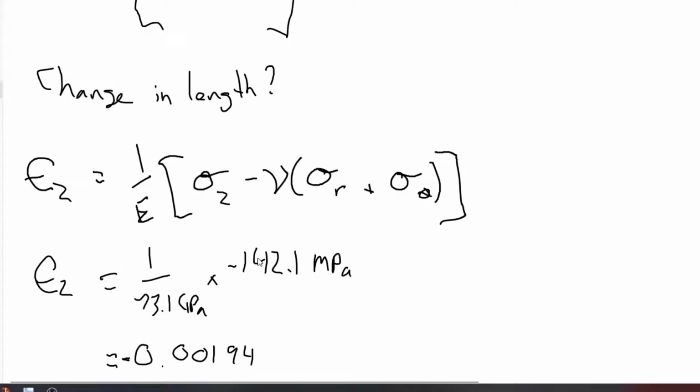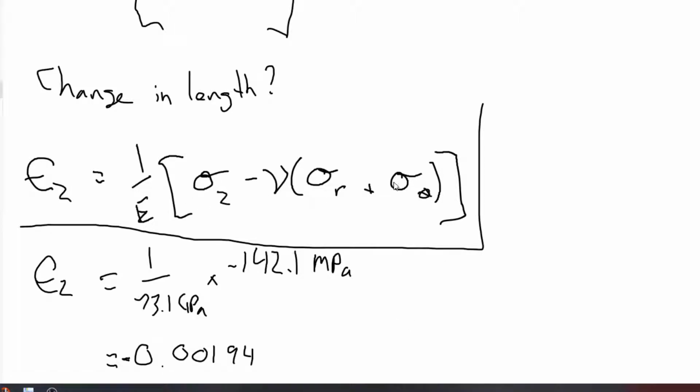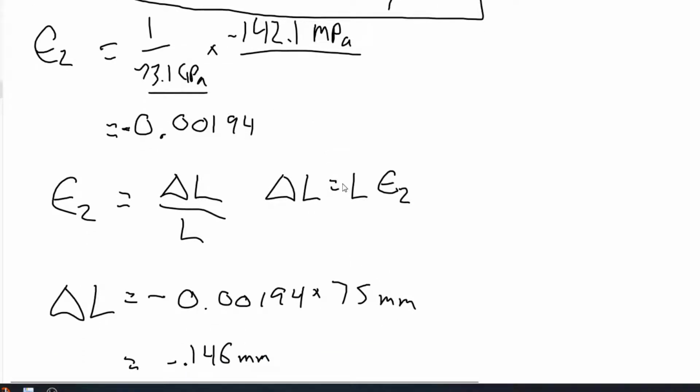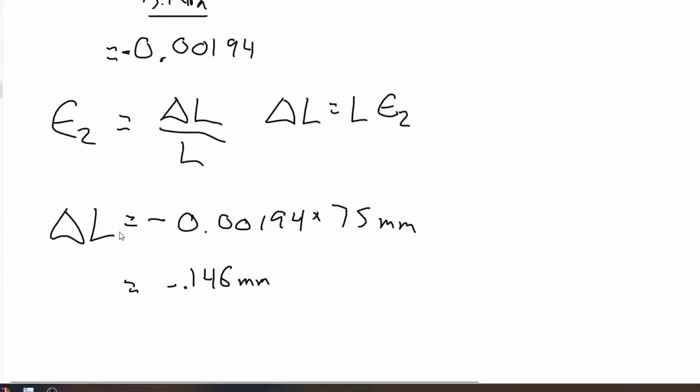As for the change in length, I've got the formula here for our epsilon z, and when we know that this is 0 and this is 0, that just cancels out to our sigma z over our Young's modulus, and that'll give us negative 0.00194 as our strain. So that's going to be our delta L over L. So delta L is going to be equal to L times that, which means our delta L is going to be that times 75 millimeters.